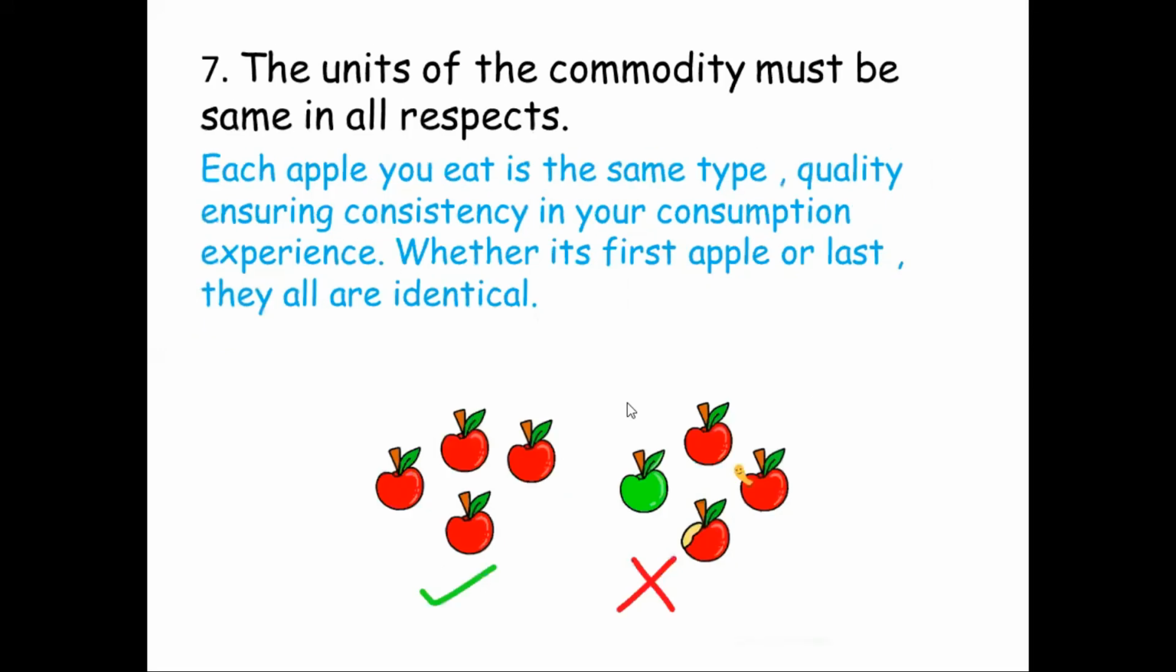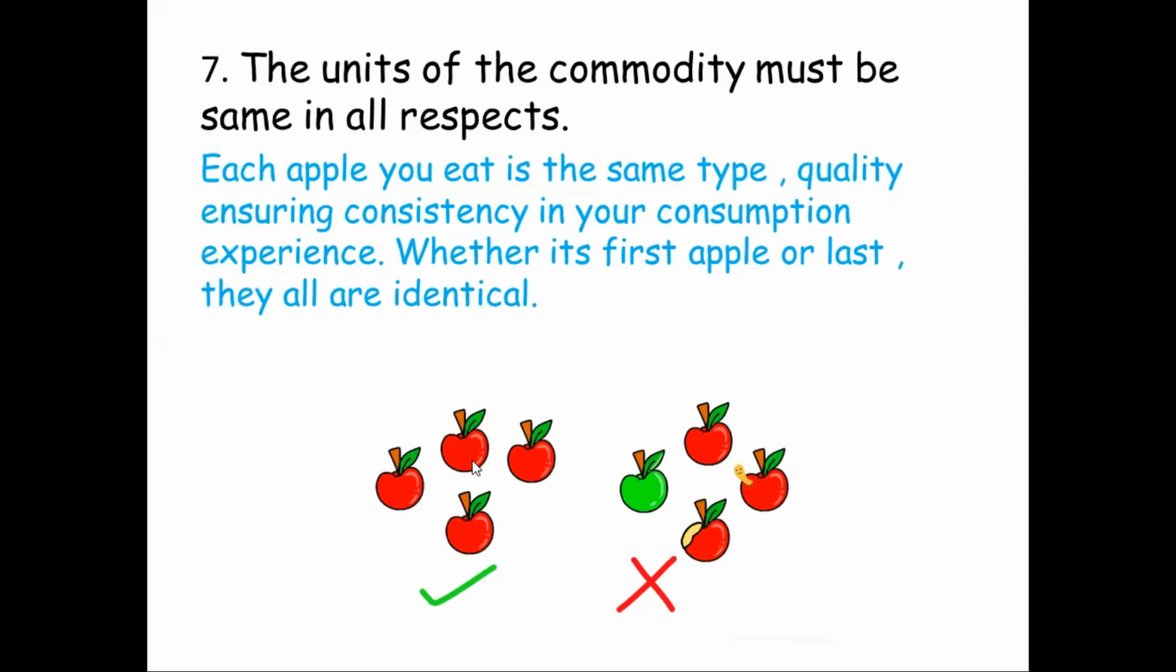Next, the units of the commodity must be the same in all respects. Each apple you eat is the same type and quality, ensuring consistency in your consumption experience. Whether it's the first apple or the last, they're all identical. Yes, this is also a criterion that all the apples which we consume should be of the same size, same quality, same taste, which is hypothetical, and not really something that can be applied in real life. We don't get the same identical apple all the time.